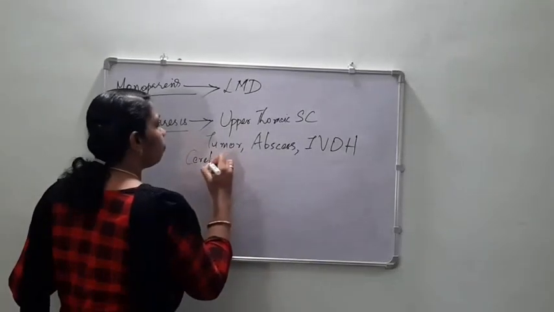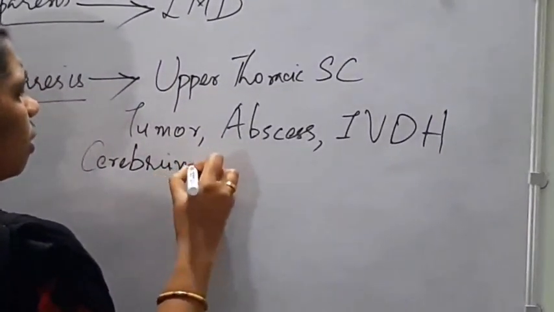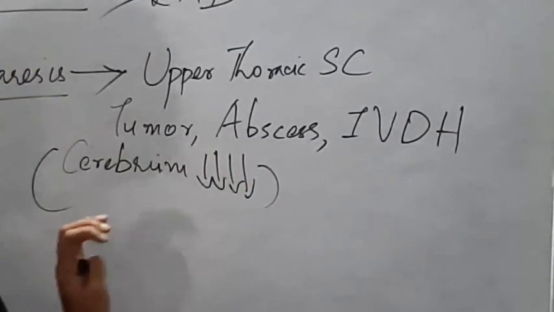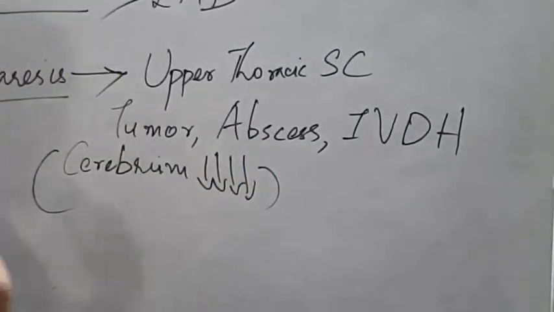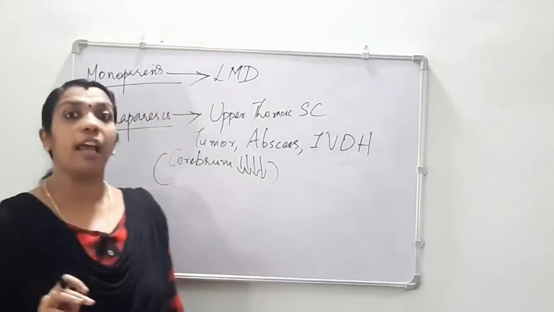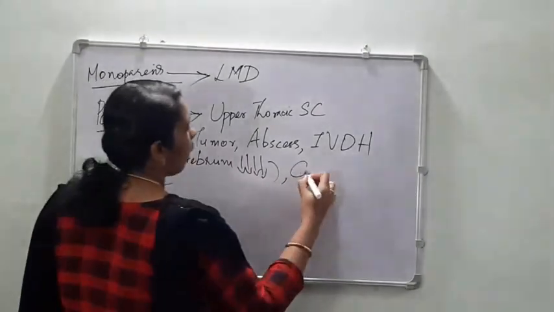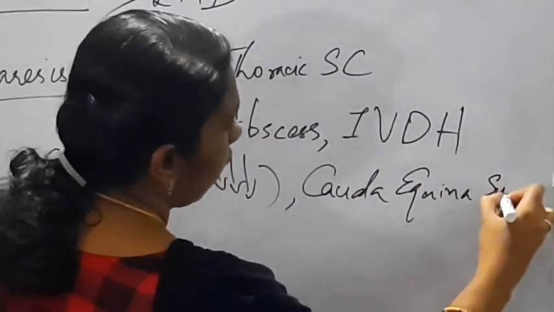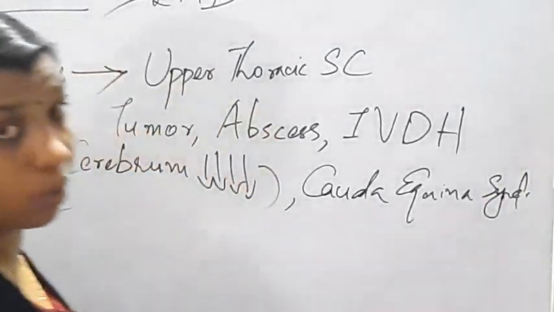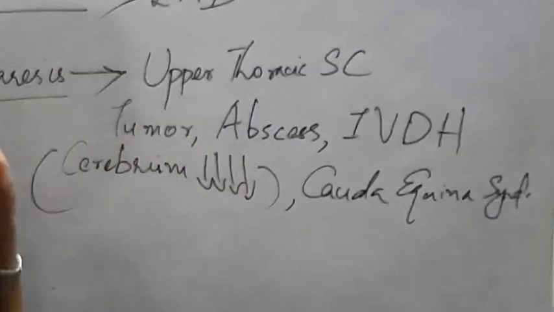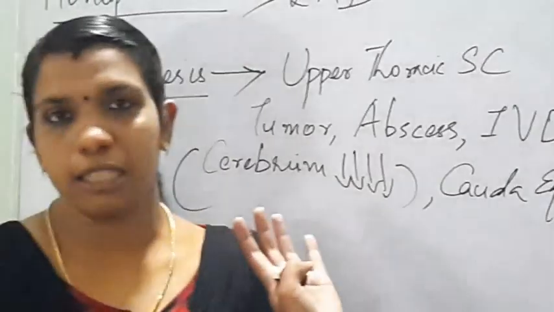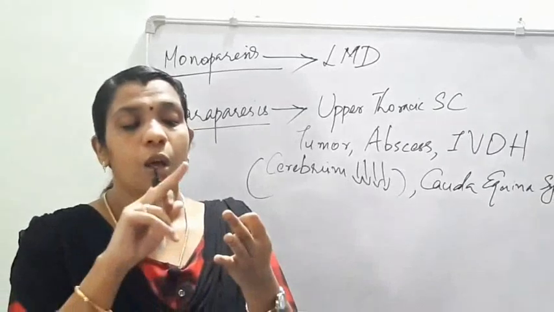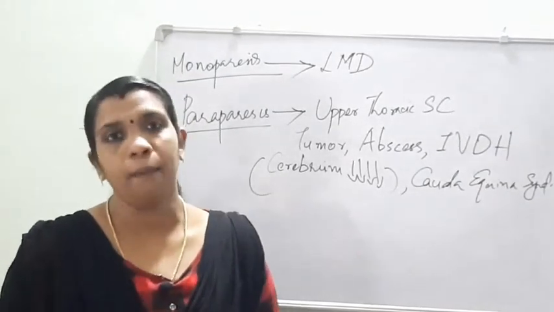Very rarely, if there is something in the cerebrum, there is a chance of paraparesis. It is very rare. And also there is something known as cauda equina syndrome. You know about that. When there is compression of the cauda equina of the spinal cord, it may result in paraparesis. You understand? So now we are thorough with myopathic weakness, hemiparesis, monoparesis and paraparesis.